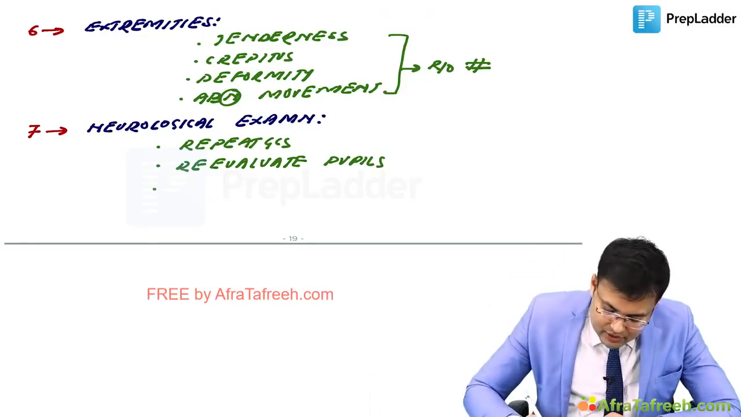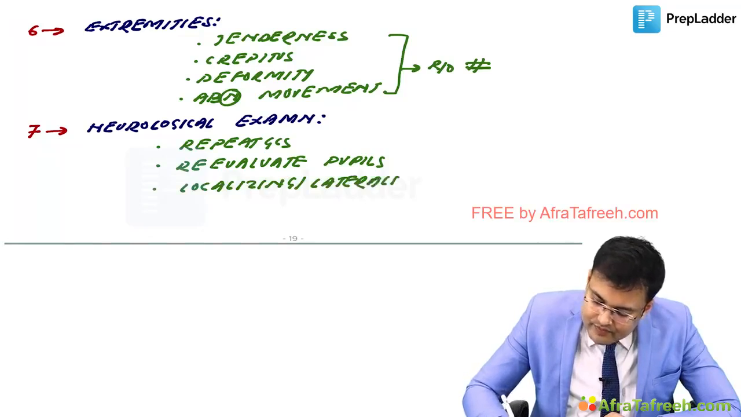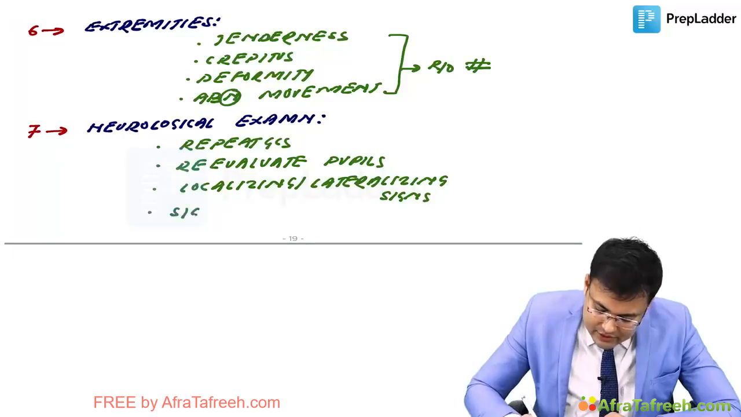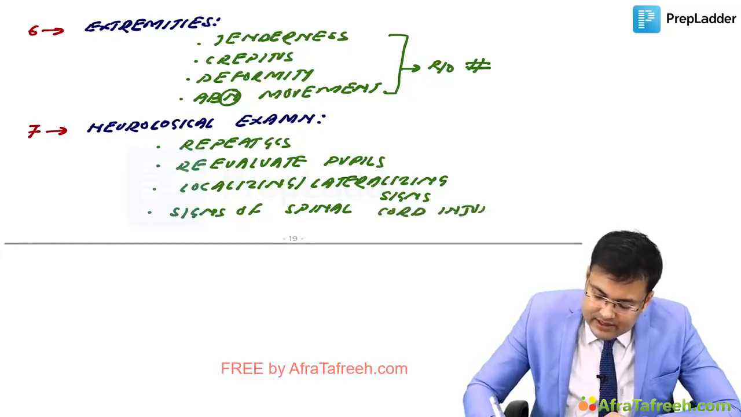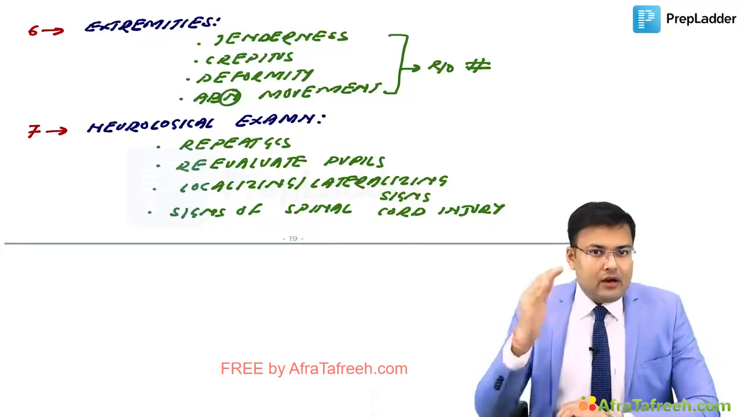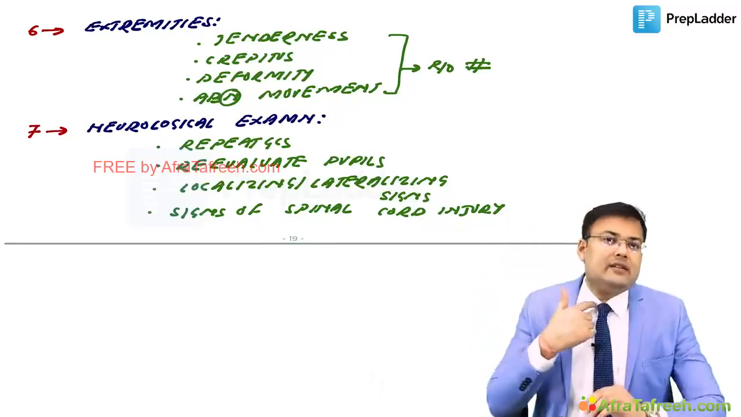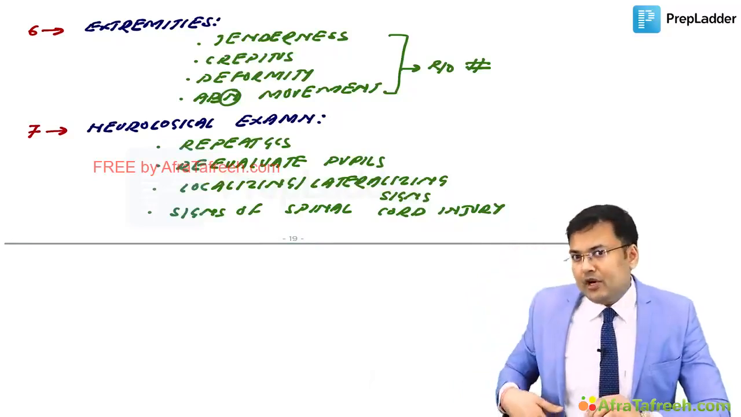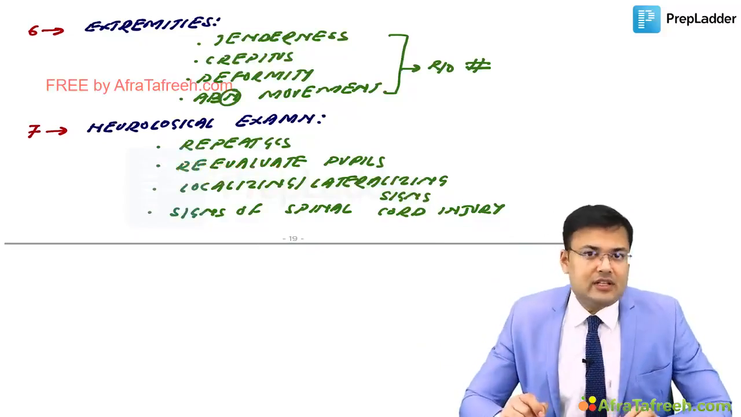We are looking for localizing or lateralizing signs, and we look for signs of spinal cord injury. Clear? So these are the 7 steps of the secondary survey. All these steps are followed in this sequence only. First head and face, second is neck, third is chest, 4 is abdomen, 5 is back, 6 is extremities, and 7th step is neurological examination.